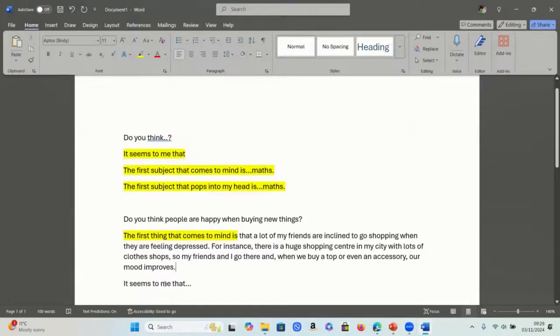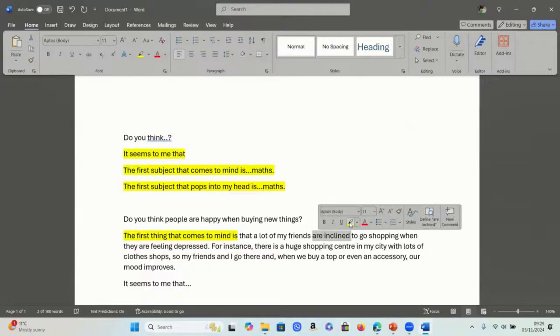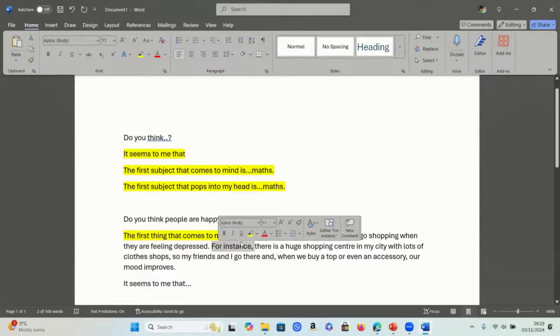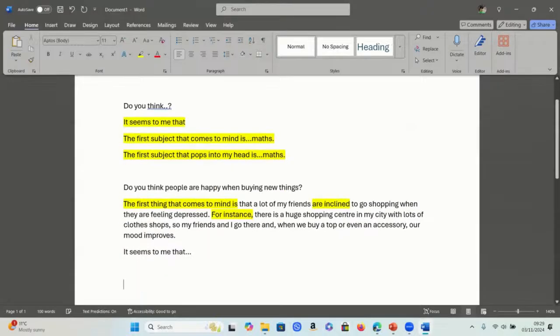And you can say the same with, it seems to me that a lot of my friends are inclined to go shopping. Later, maybe it's too late, but we thought of a better word for that. And the rest of it is just the C structure with an example of your friends. So as I said, the first part, you can use your friends as an example a lot of the time because it's a familiar topic. It's familiar.